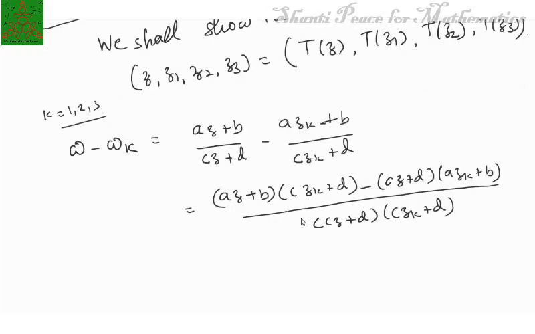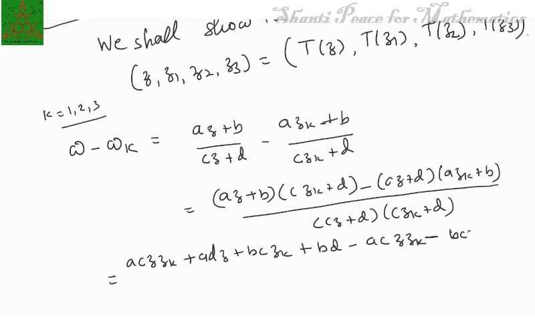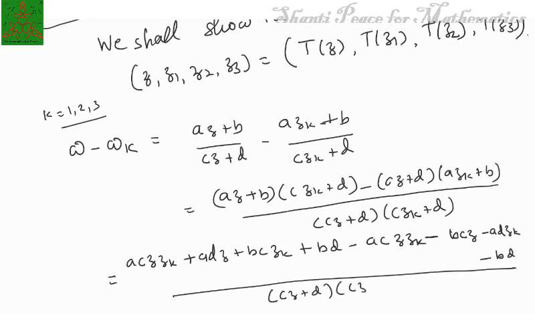Now you just multiply the numerator. What you will get is ACZZk + ABZ + BCZk + BD minus ACZZk minus BCZ minus ADZk minus BD upon the denominator, which is as it is, (Cz + D) into (Czk + D).